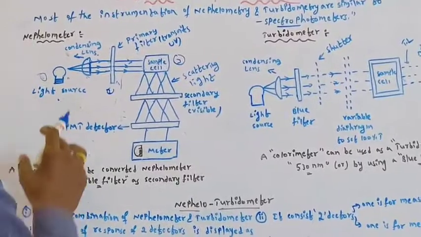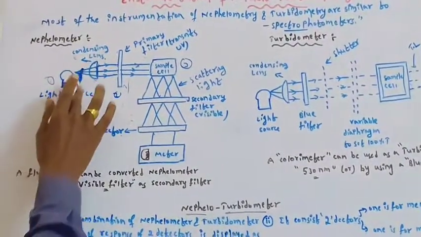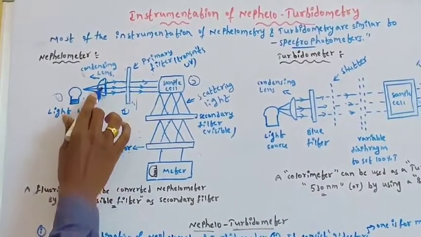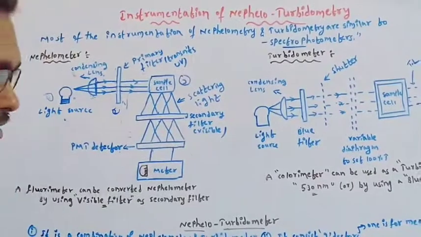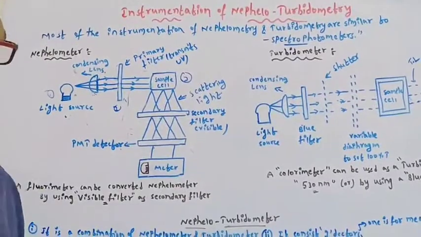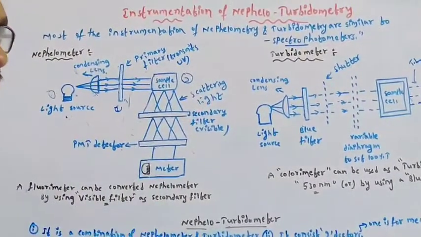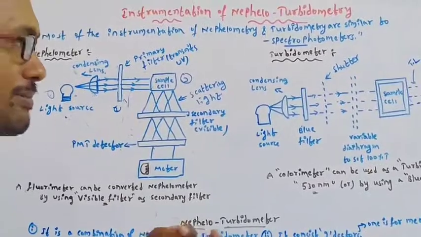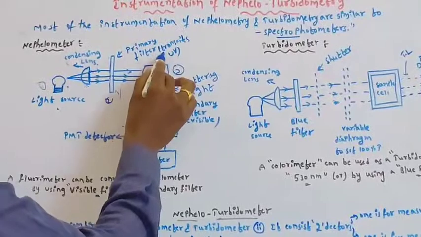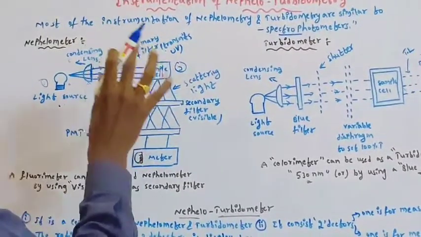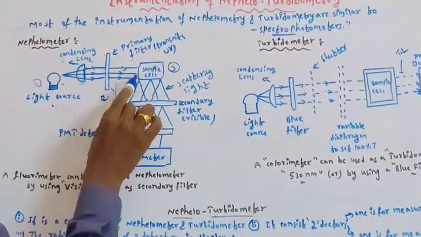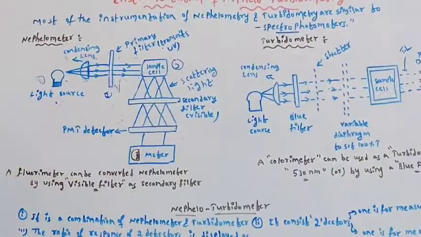From the light source or radiation source, radiation will be emitted. It will fall onto the primary filter after passing through the condensing lens. The condensing lens directs the light radiation towards the primary filter. We know the function of the primary filter, which we have already seen in the fluorimetry method, the fluorimetric instrument. Here it only transmits UV radiation. So through the primary filter only UV radiation will pass, and it will fall onto the sample cell.